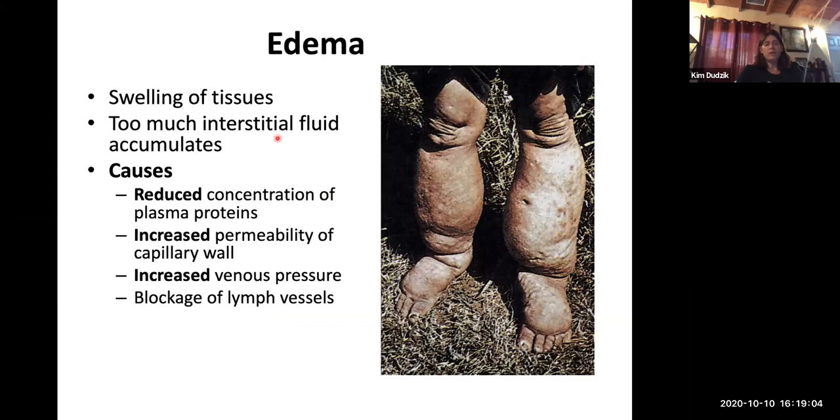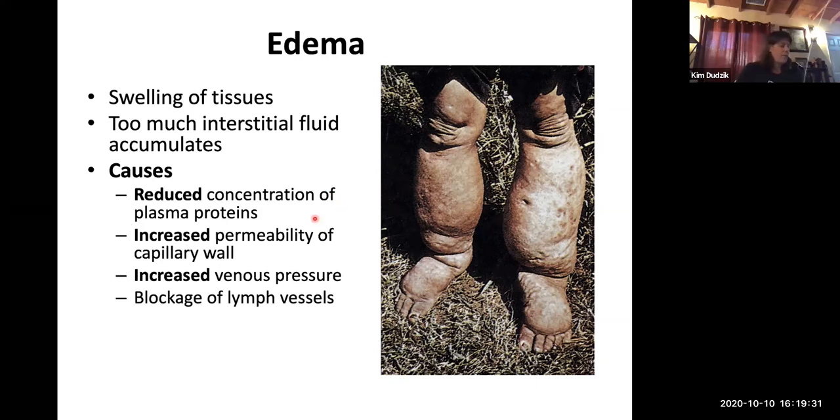So this is too much interstitial fluid accumulating. Because again, the capillary system, left alone, can't absorb enough fluid. You need the lymphatic system. But if the lymphatic system is compromised, you're also going to get swelling of the tissues, right? So there are different reasons. I mentioned the parasite is one.